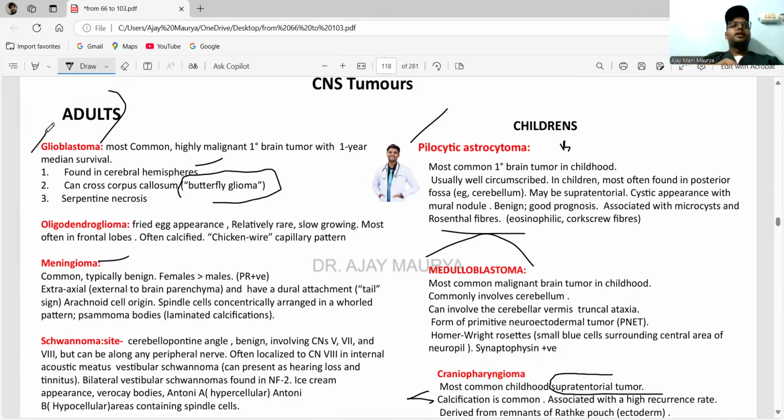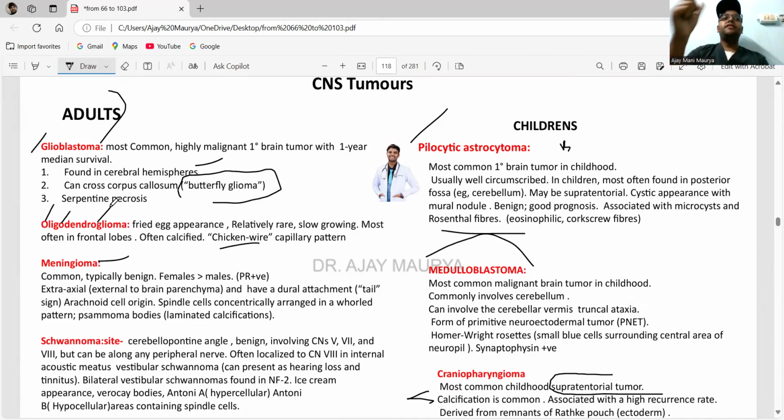Next one is the oligodendroglioma. Here we will see the fried egg appearance, also called the non-veg tumor. This is the oligodendroglioma; the cells are like eggs. That's the fried egg appearance seen in the oligodendroglioma.